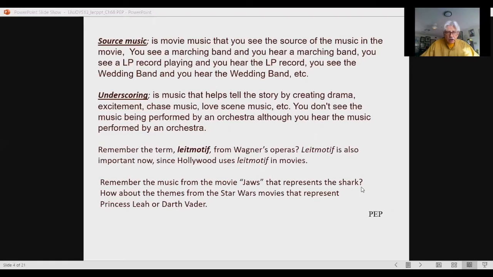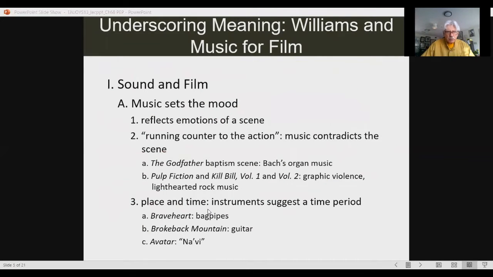First time you see the shark, it's dun, dun, dun, dun. And the next time you don't even see the shark, and the guy is shaving, you hear the music, dun, dun, dun. You're already grabbing the arms of the chair, right? Because this is a leitmotif. And the same thing with a lot of the movies, the Star Wars movies. Many movies have that, leitmotifs.